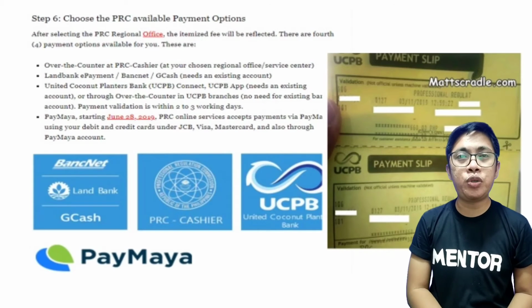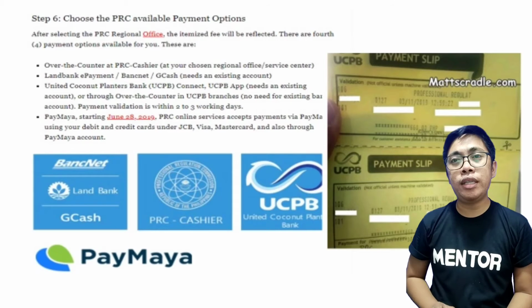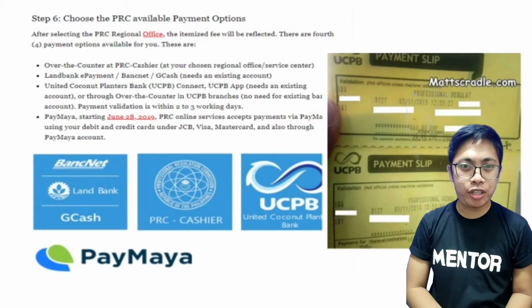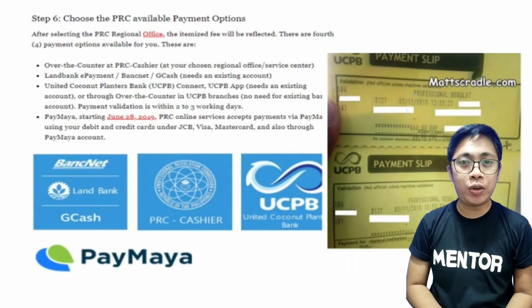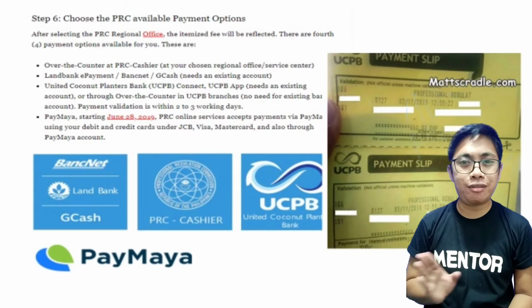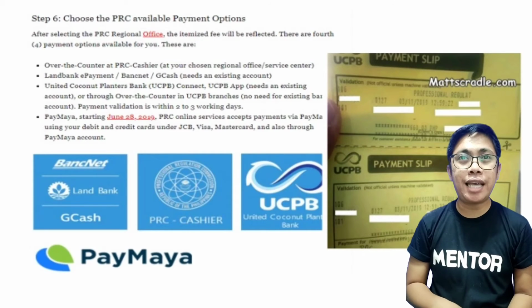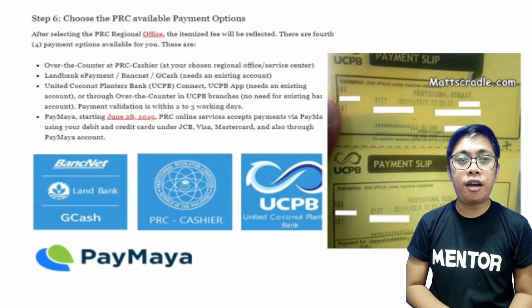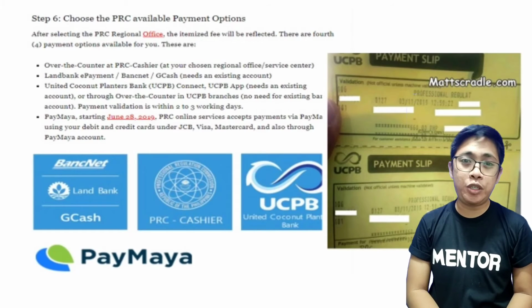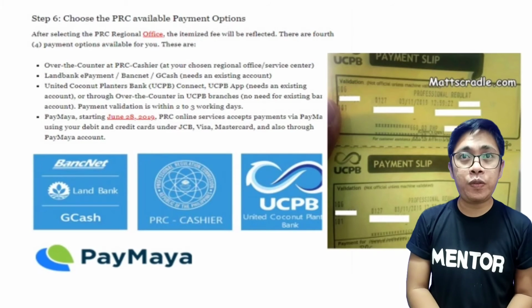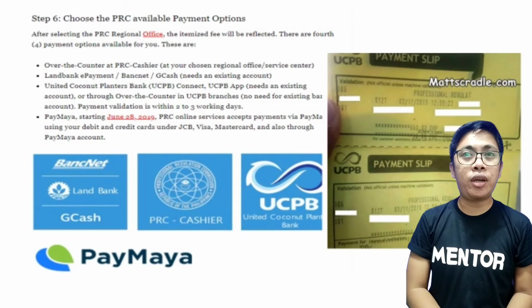So, for example, I choose the PRC Lucena. So, yun po yun. But, sabi ko nga sa inyo, mamaya ituturo ko sa inyo on how I renew my license without going to PRC satellite or regional offices. So after you select, for example, PRC Lucena, which is one of the PRC offices from Region 4A, you will see the itemized fee you are going to pay.